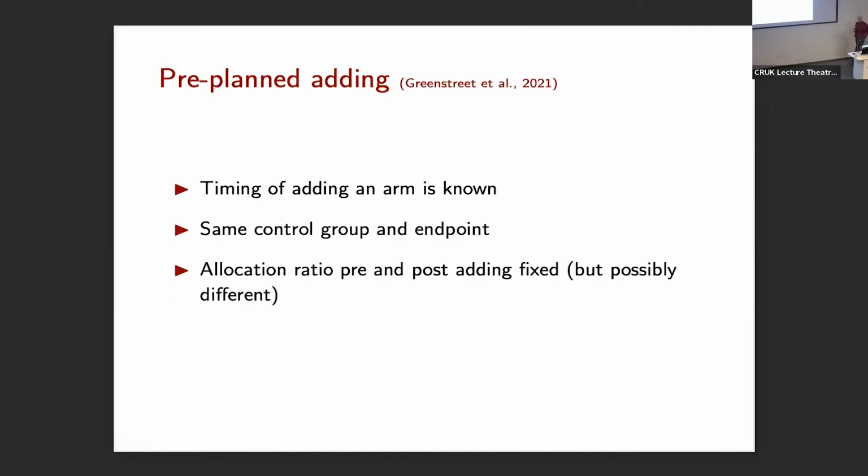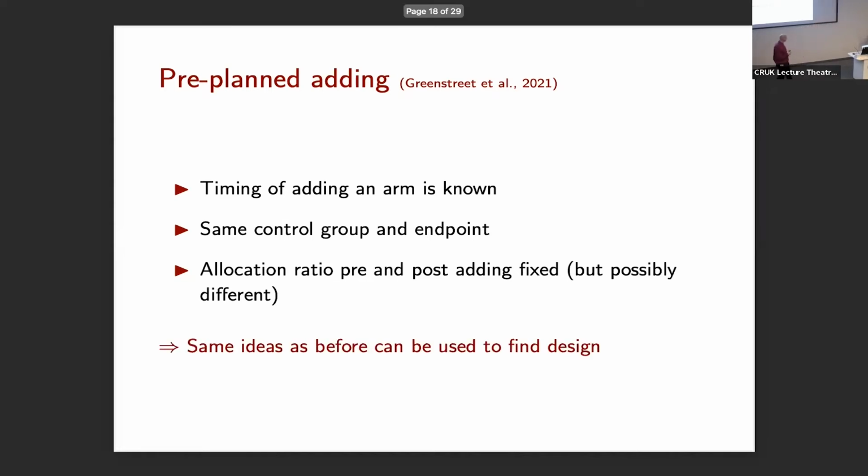So under the assumption that I know exactly when I'm going to add a new treatment, and the control group and endpoint that I'm interested in are going to be the same, and the number of patients or the allocation ratio to each of my arms is known a priori, it actually turns out things don't become a whole lot more complicated than before. You can use the same idea: you can condition on the control group and integrate out over it, and then get some equally unpleasant-looking equation for your family-wise error rate, which I'm going to spare you here.